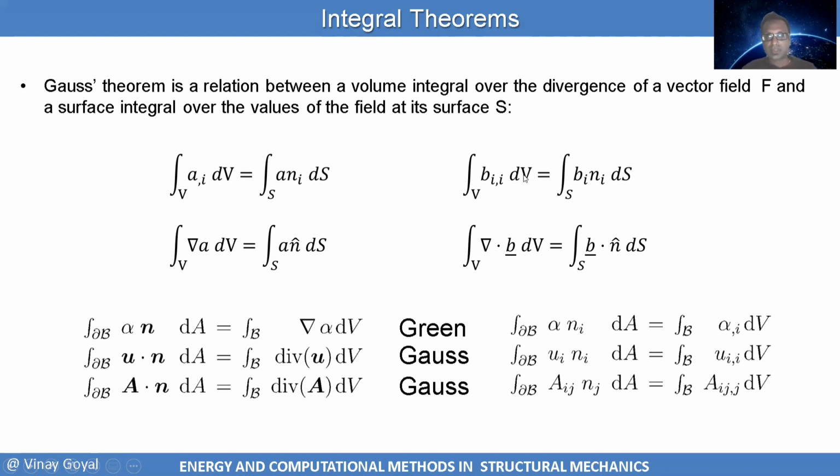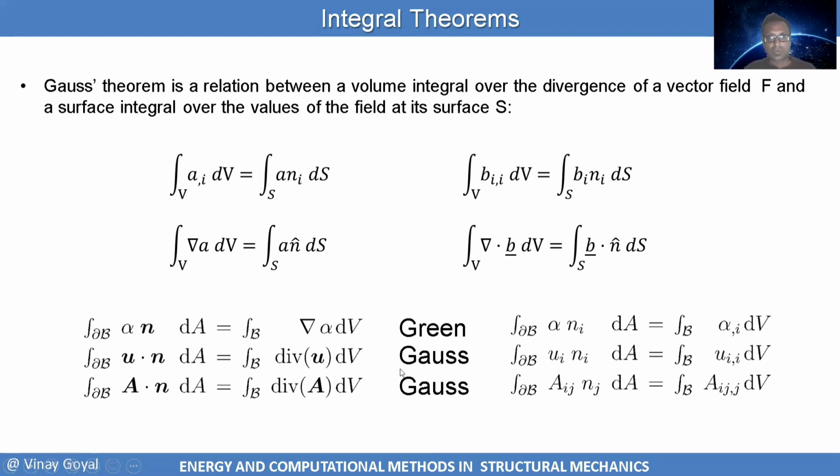On the right hand side, I have the gradient of a vector. So here, right now I have b i comma i dV. So again, I can take this gradient inside the body and then evaluate, this will be equal to evaluating b i times n i on the surface of the body. Very powerful idea being shown here.